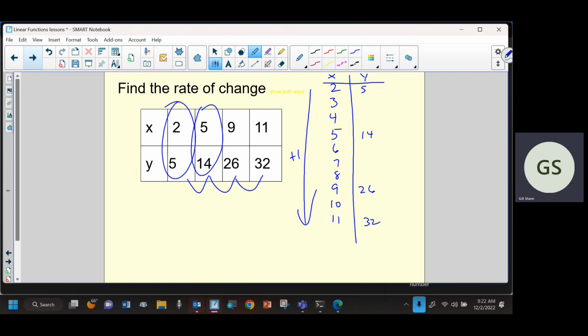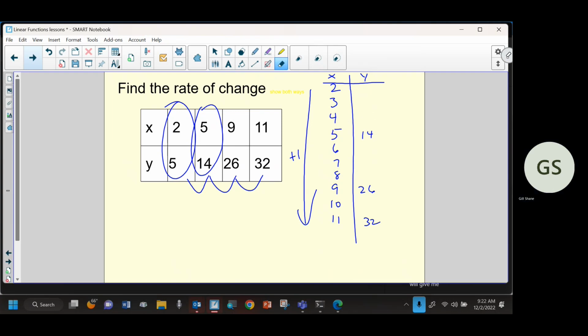I could try by just adding the same number over and over and seeing if it works. So if I add 1 to 5, I get 6. If I add 1 to 6, I get 7. Well, if I add 1 to 7, I get 8, not 14. So that doesn't work. I have to land on 14 when I get to the spot where 14 is. So let's add 2. That will give me 7. That will give me 9. Well, now I get 11. So adding 2 doesn't work. Let's add 3.